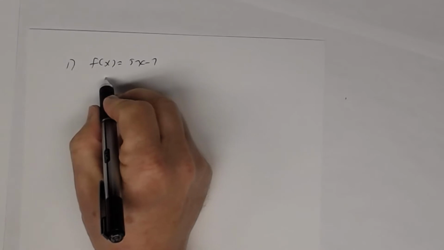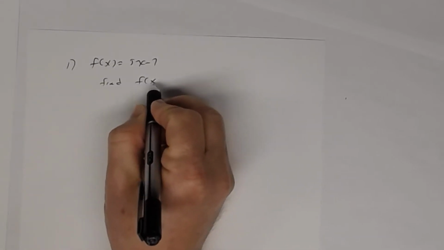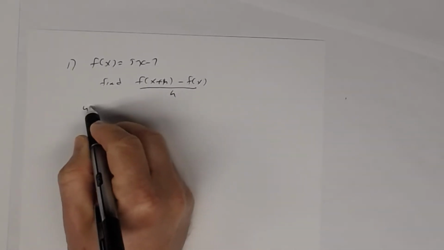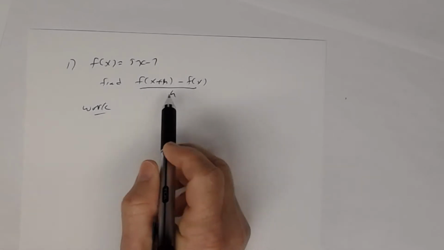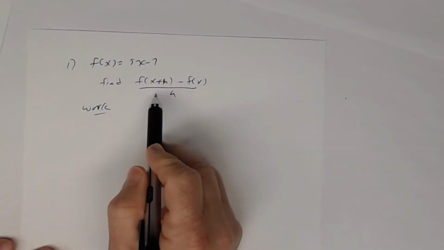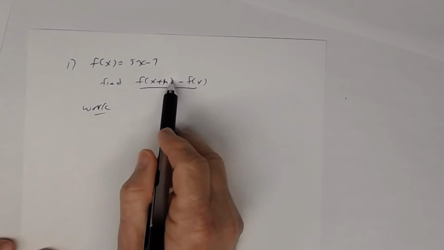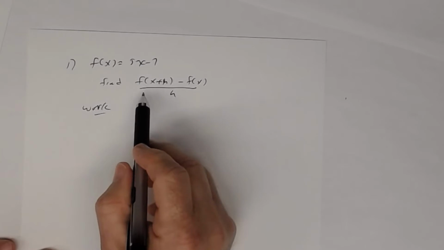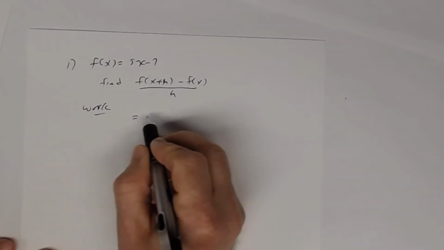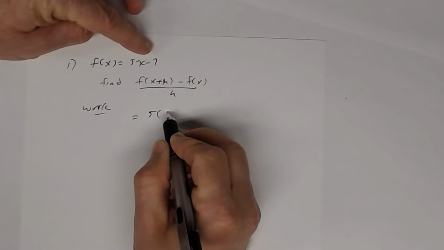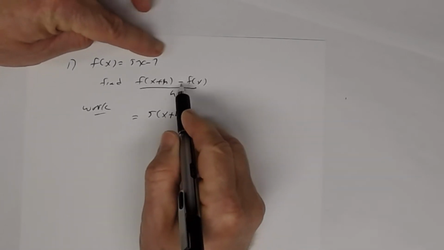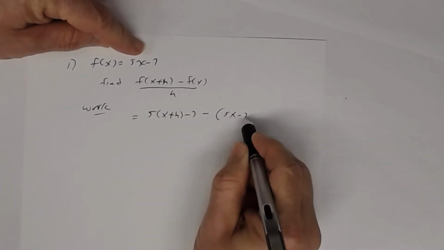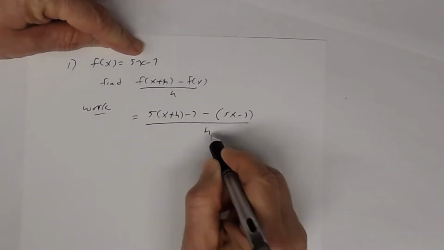So remember the difference quotient. You want to find f of x plus h minus f of x, all divided by h. So here's the work. You're going to do everything you see here. You're going to write f of x plus h, so this part here becomes 5 times x plus h minus 7. Then you're going to subtract f of x, which is this part here, 5x minus 7, your function. All that is being divided by h.